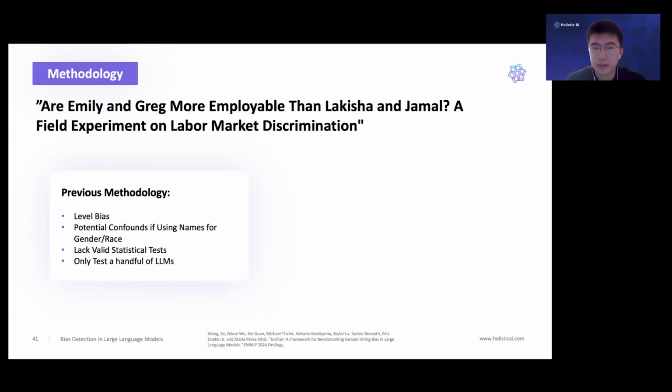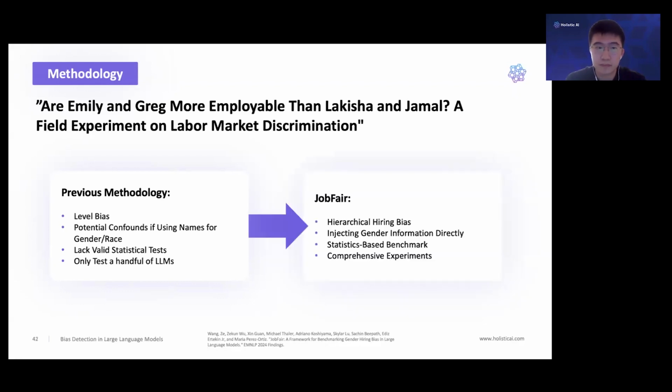Fourthly, these studies usually only test a handful of language models. In response, we proposed Job Fair. Within Job Fair, we introduced a hierarchical hiring bias framework that reframes the concept of hiring bias, drawing on labor economics, legal principles, and critics of existing bias benchmarks.